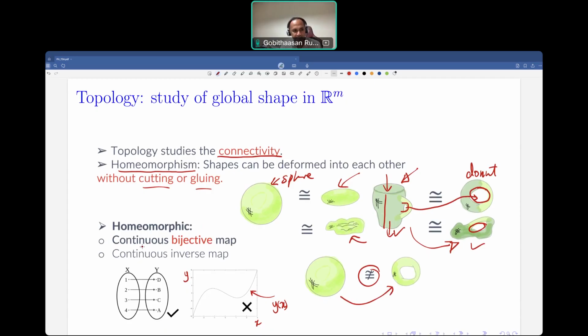First, it is a continuous bijective map. So between, for example, x and y, for every element in x, there is a map to y. Similarly, it has a continuous inverse map, which means from y I would be able to go to x, where y's element elegantly matches or maps to x, right?